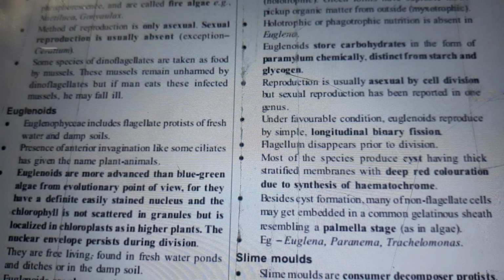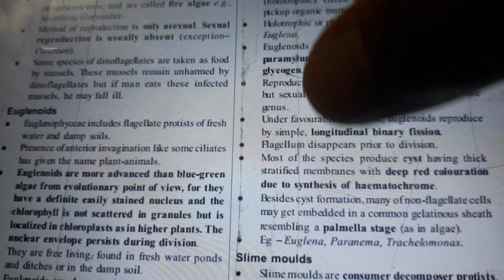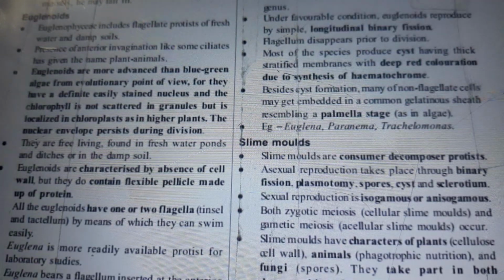Some species of dinoflagellates are taken as food by mussels. These mussels remain unharmed by dinoflagellates, but if man eats these infected mussels, he may fall ill. Euglenoids. Euglenoids include flagellate protists of freshwater and damp soils.